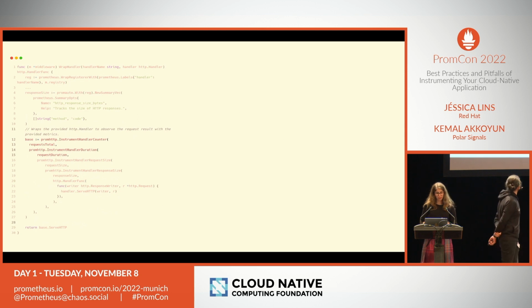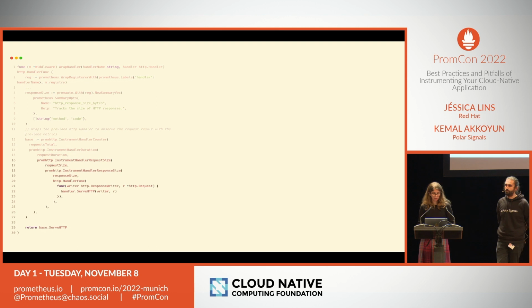And after adding all of that, we can start wrapping those metrics using this instrument handler counter function, for example, for the request total. For the request duration, we use another function that's called instrument handler duration. So we do all of that, and then we return the handler function. Like we call the serve HTTP function from the handler. We return this, right? So we have now our handler function.